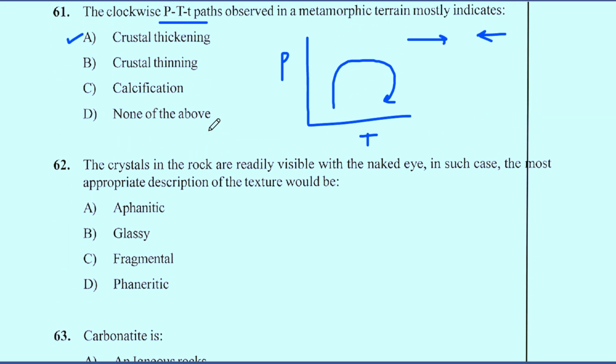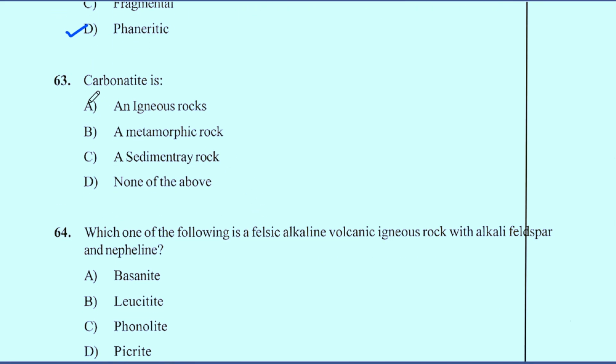Next question is: the crystals in the rock are readily visible with the naked eye. In such a case, crystals are visible with the naked eye, so it is phaneritic. If it is not seen with the naked eye, we can say aphanitic. Okay. So next is carbonatite. Carbonatite is an igneous rock with greater than 50% CaCO3, carbonates.